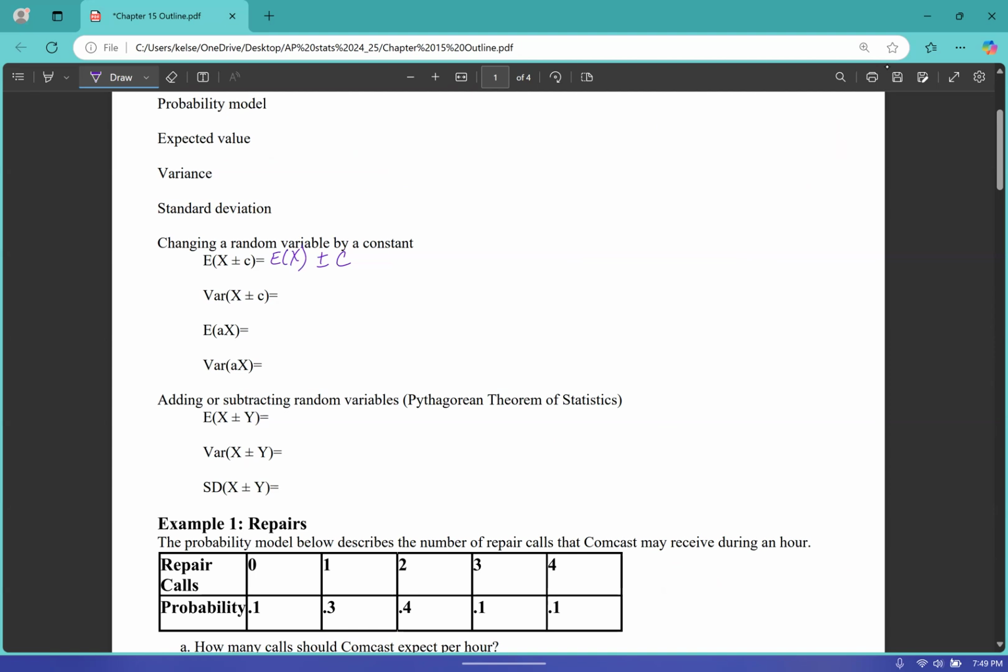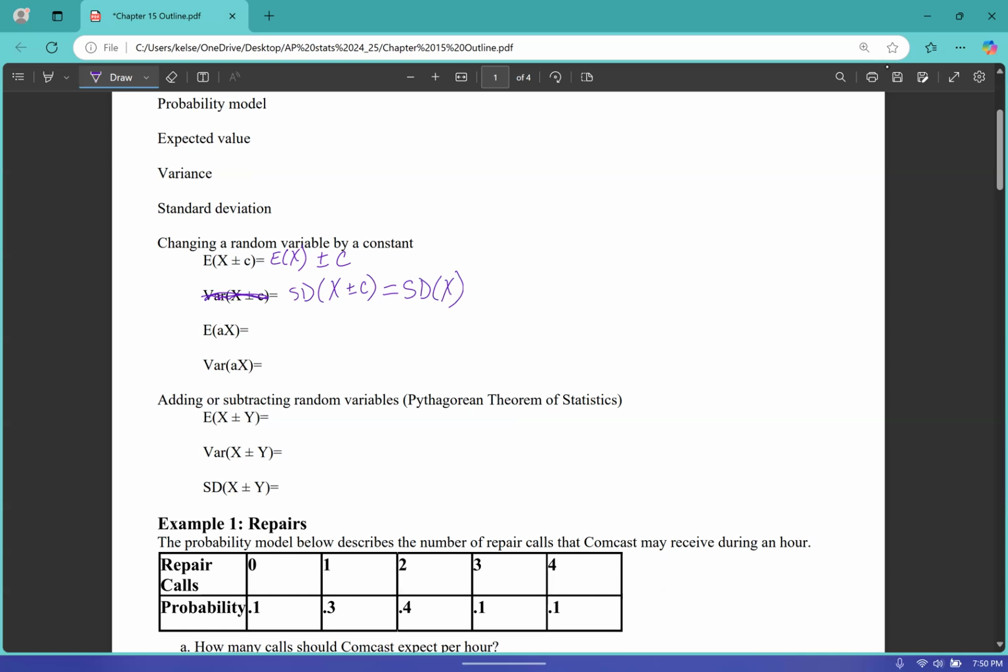Now this one here says variance, but we're going to say it's the standard deviation of x plus or minus some constant c. Your standard deviation is not going to get wider or more narrow based on just moving the data. We're just shifting the data up. So the width away from the mean is not going to change. If you're just adding or subtracting to your random variable, then your standard deviation is still just the standard deviation of x.